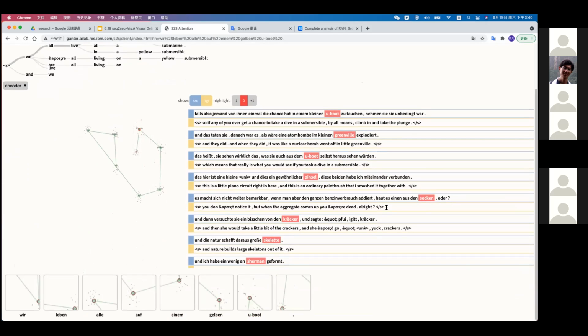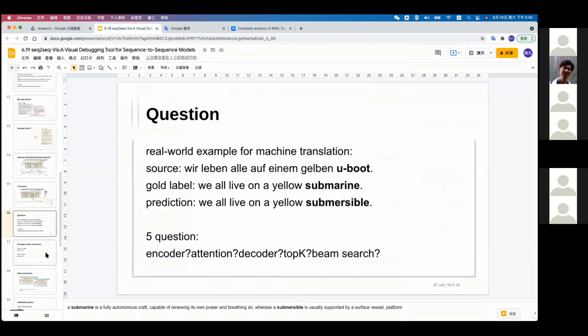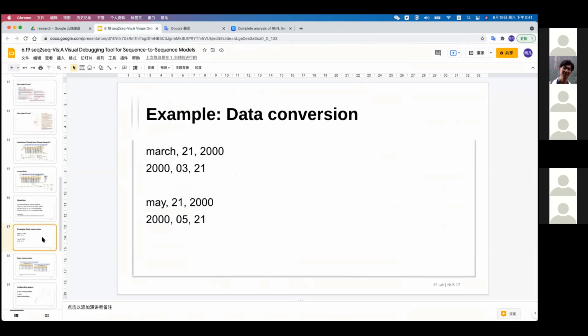Also some other word, maybe it's not quite good. Yeah. So this means that the encoder or the decoder maybe can't be quite sure about the meaning of the U-boat. Okay, that's an interesting explanation, and a good question to answer. Okay, so now we know how to use this tool.